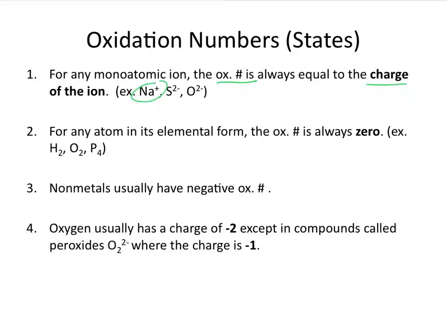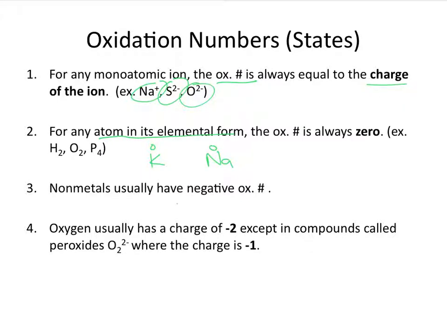So the examples that we have here, the sodium, sulfur, and oxygen ions, they each have a specific charge. That specific charge corresponds to their oxidation numbers. Now, for any atom that's in its elemental form, the oxidation number for that specific element is always going to be 0. So if I just had potassium by itself, or if I had sodium by itself, each one of these is in its natural elemental state, so their oxidation numbers would be 0.